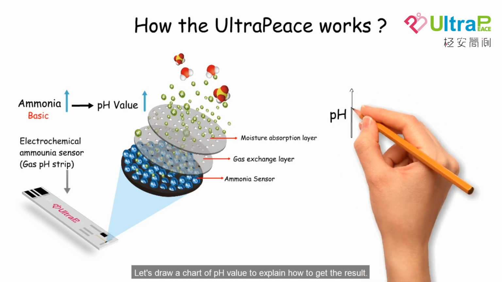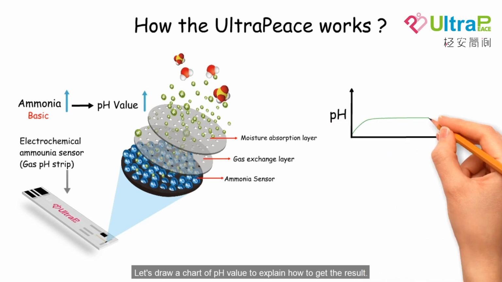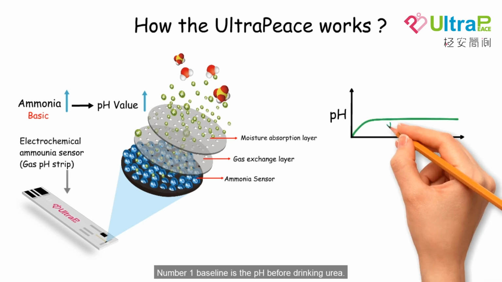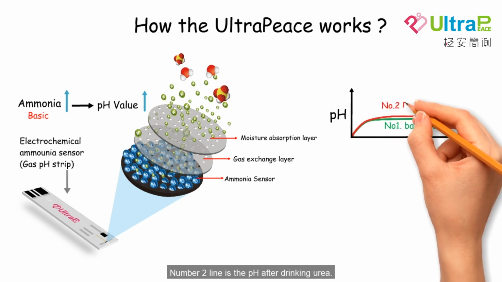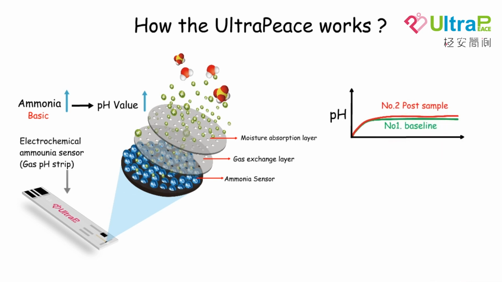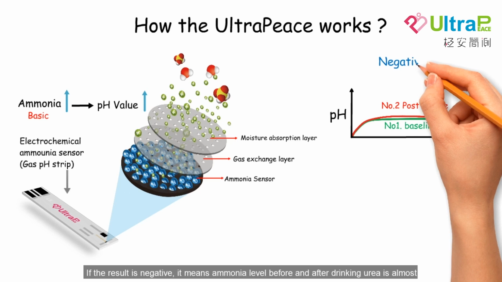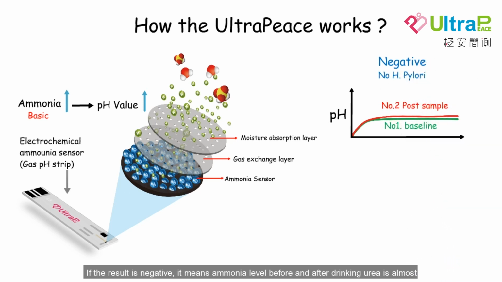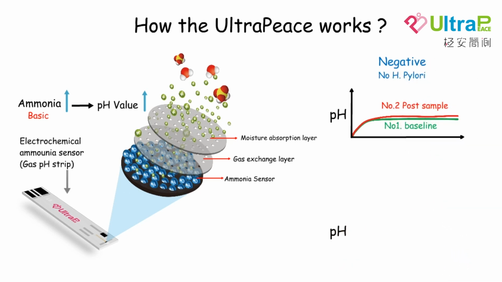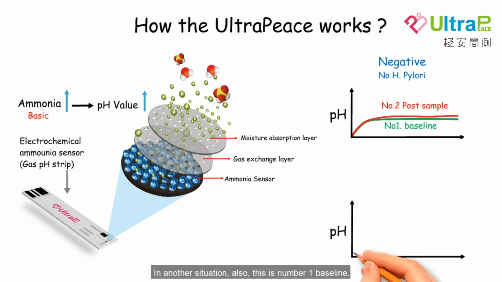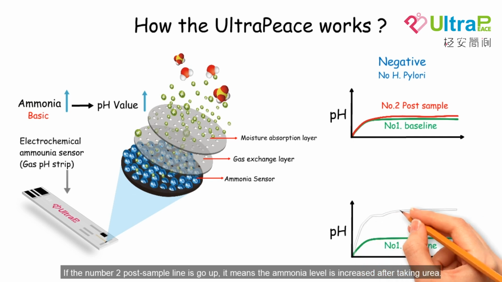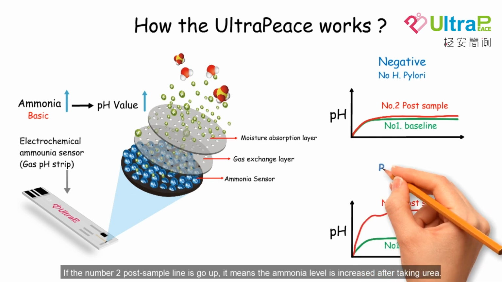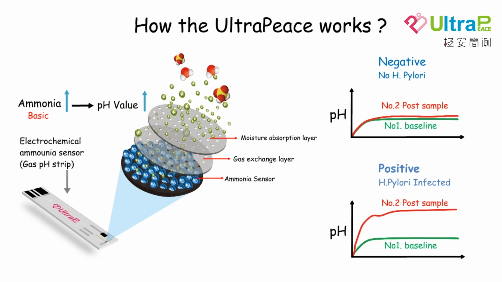Let's draw a chart of pH value to explain how to get the result. Number 1, the baseline, is the pH before drinking urea. Number 2 line is the pH after drinking urea. If the result is negative, it means the ammonia level before and after drinking urea is almost the same. In another situation, this is also the number 1 baseline. If the number 2 post-sample line goes up, it means the ammonia level has increased after taking urea. So the test result is positive.